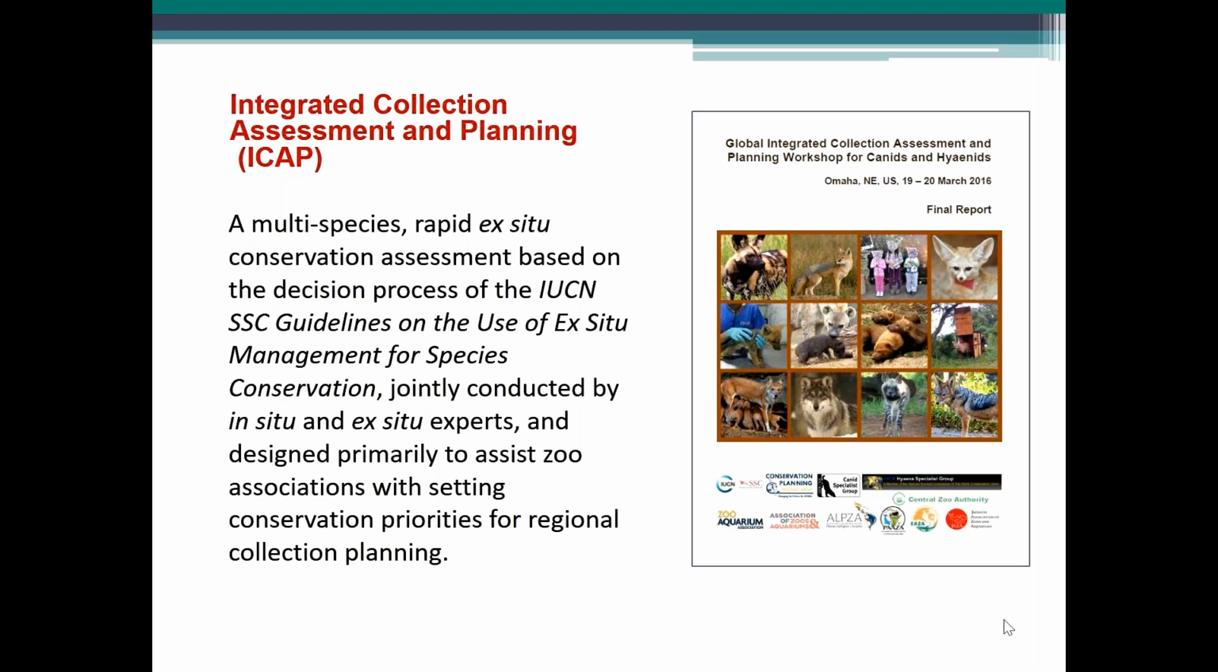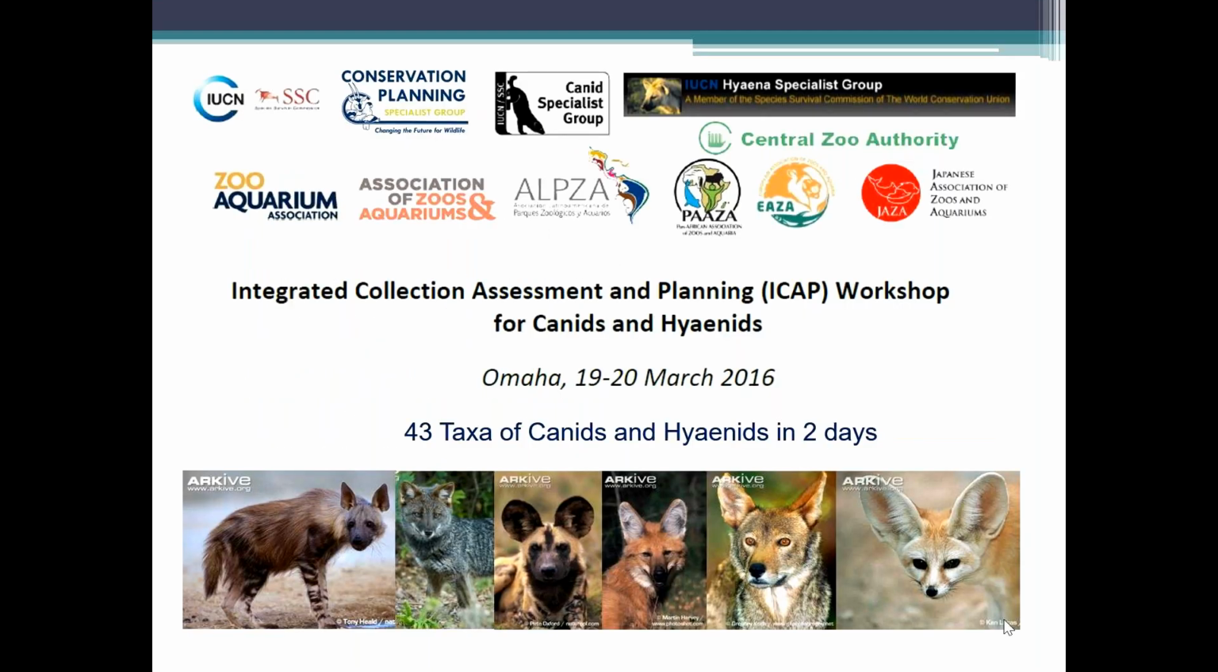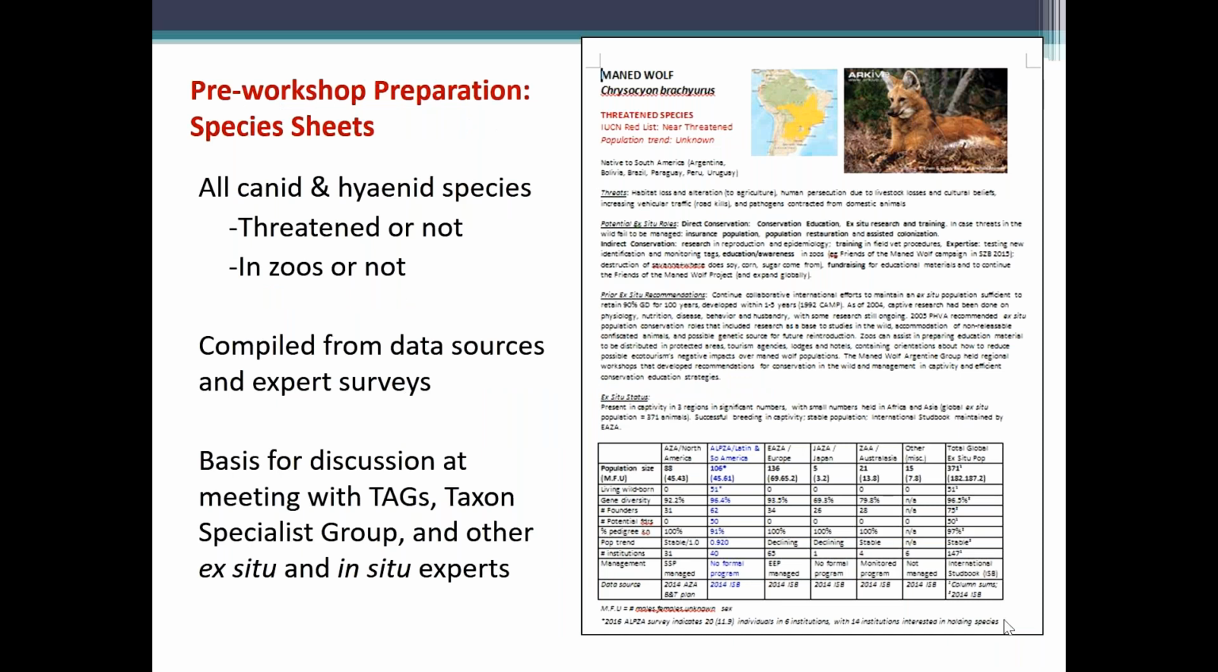We rolled this out about 3 years ago with the first workshop, and we looked at all of the canid species and hyaenid species in the world. So that was 43 taxa, and we went through 43 taxa in 2 days, going through essentially the steps of the ex situ guidelines. This was done in cooperation with the Canid Specialist Group and the Hyena Specialist Group, and with 7 zoo associations around the world holding these species. And as you can guess, that's a lot to fit in 2 days. So it involves a lot of pre-workshop prep.